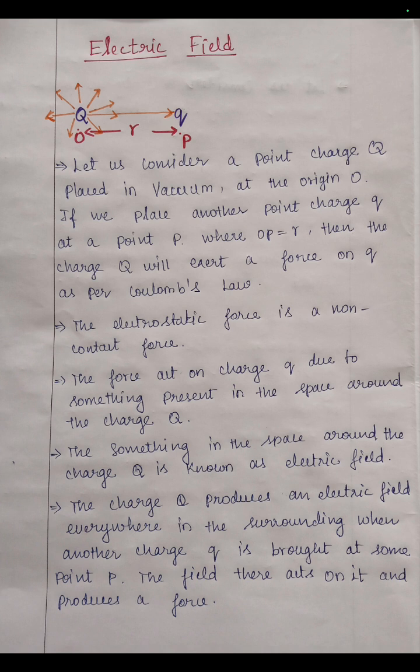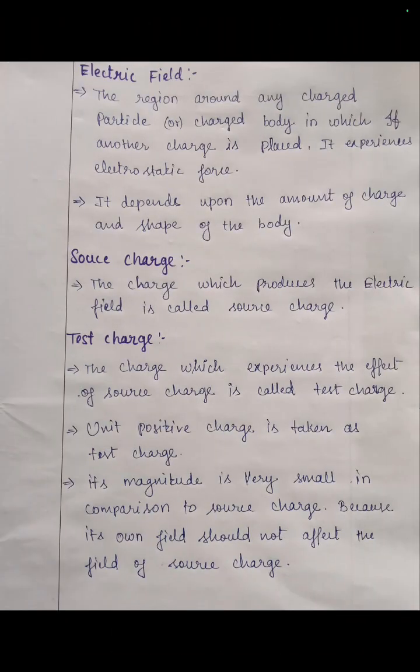That something around the capital Q charge in the surrounding is known as the electric field. Capital Q produces an electric field everywhere in the surrounding. When we place any other charge at any point around the capital Q charge, the field acts on the charge and produces a force. Now how can we define the electric field? It's a region around any charged particle or charged body in which, if any other charge is placed, it experiences electrostatic forces.